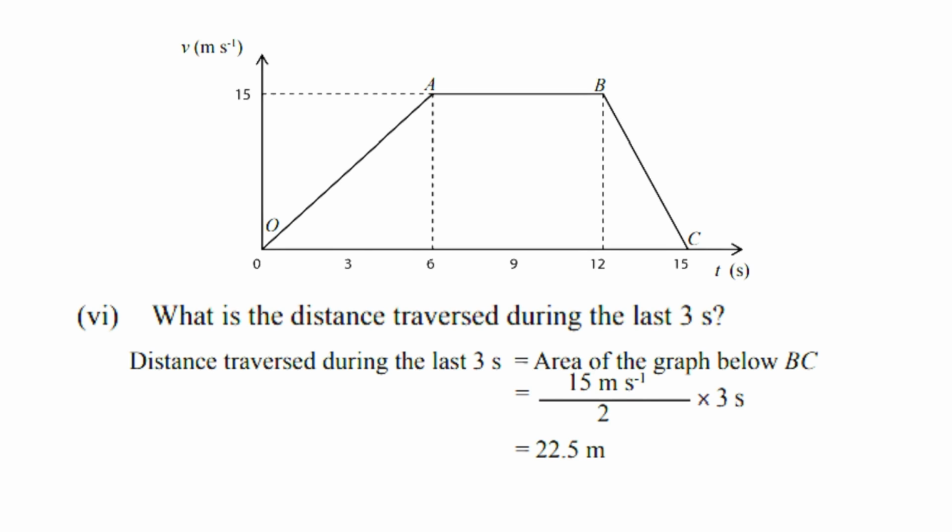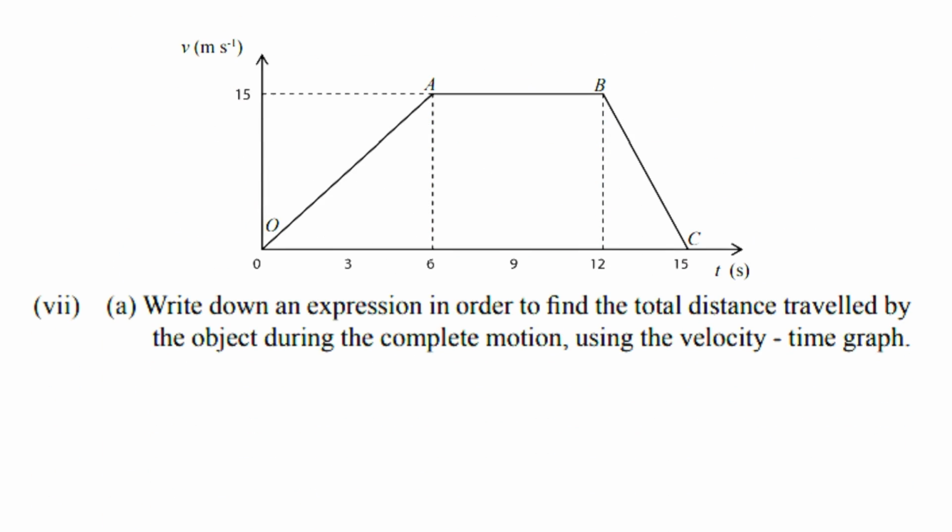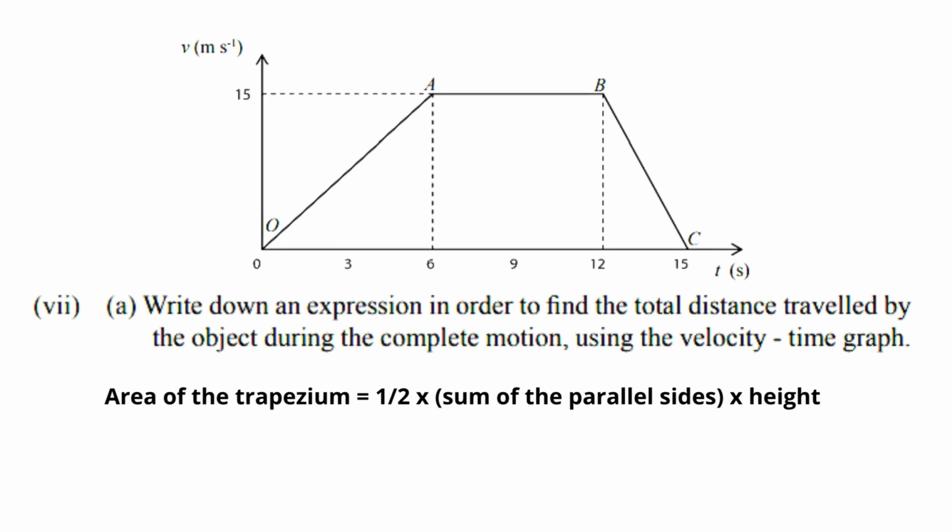Then the next question is write down an expression in order to find the total distance traveled by the object during the complete motion, using the velocity-time graph. Here you have to write an expression for the complete motion of the object. You can see this is a trapezium shape, so the area of the trapezium shape is half into sum of parallel sides into height. So you have to write that equation here.